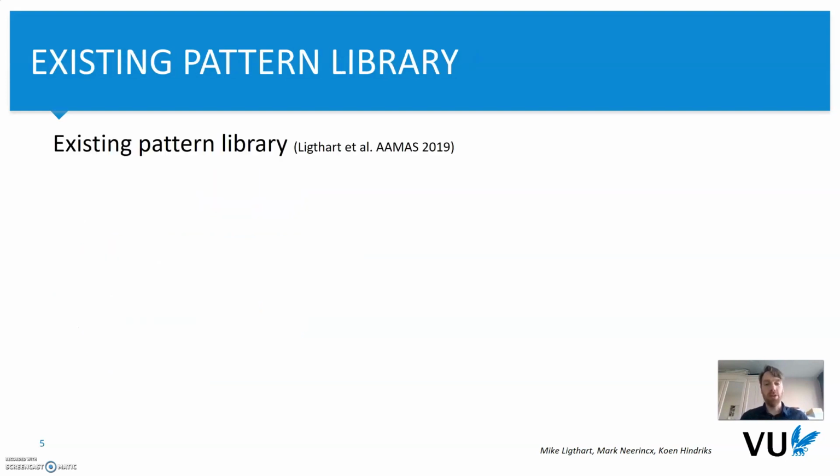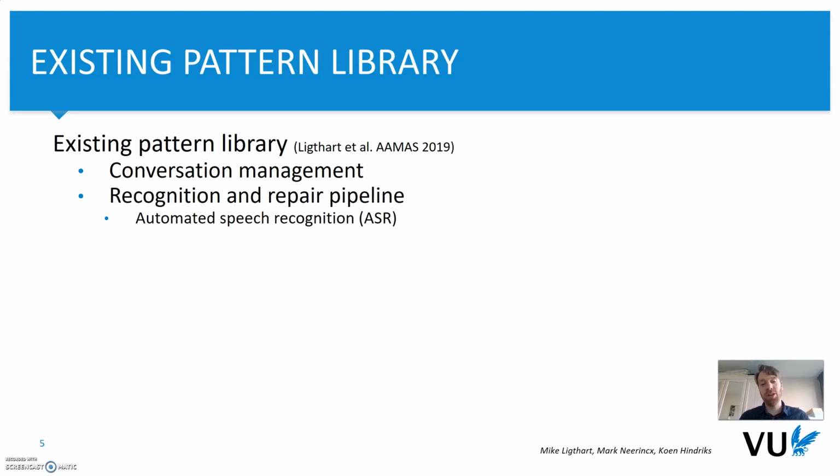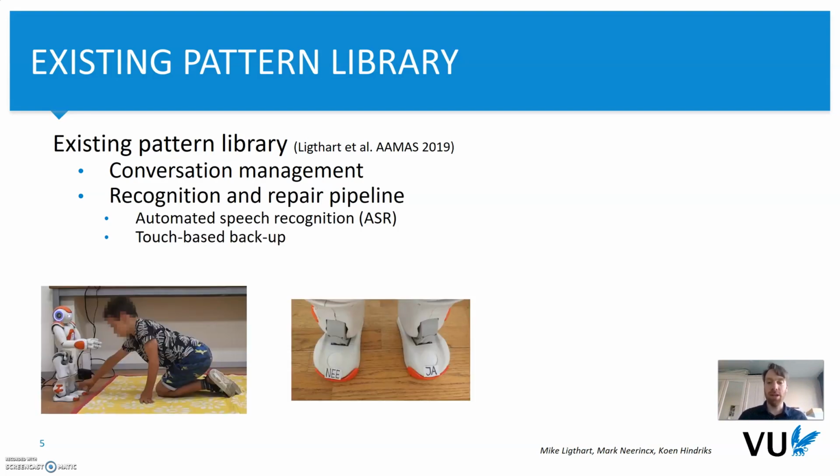And we don't start with nothing. We have an existing pattern library we developed in prior work, which includes design patterns for managing a child-robot conversation. And this includes a recognition and repair pipeline that uses automated speech recognition as a primary input. And in this case, we use Google Dialogflow. And it includes a touch-based repair mechanism. And today, in this video, we will add 3 new patterns to our library. And these patterns focus on supporting children's engagement and agency during a storytelling experience.